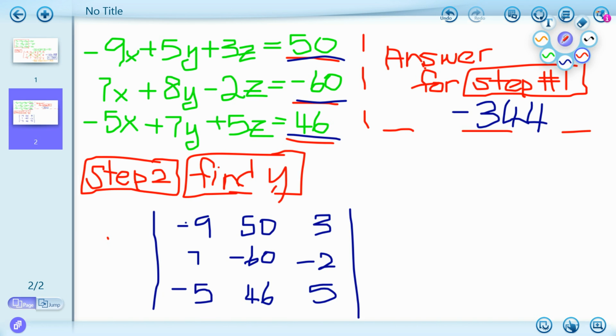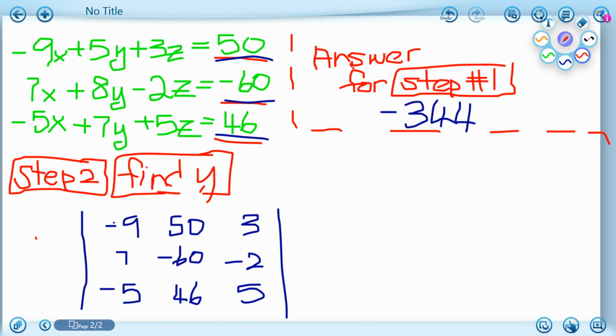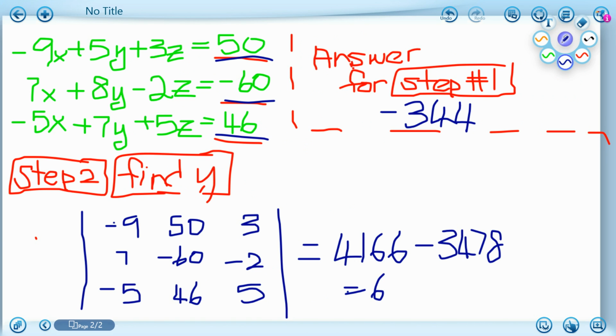Now when you do this, you're going to end up getting 4,166 minus 3,478, which gives you 688.